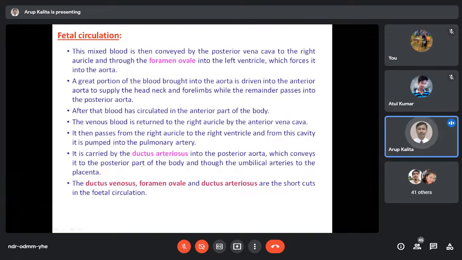So what are the 3 shortcuts here? Ductus venosus, foramen ovale, and ductus arteriosus are the 3 shortcuts. Remember. So what are the 3 shortcuts in the fetal circulation? You have to know ductus venosus, foramen ovale, and ductus arteriosus.